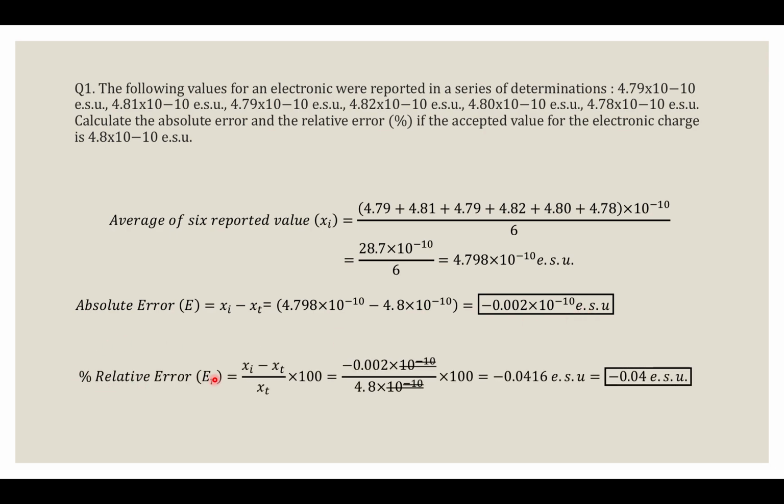Then relative error in terms of percentage would be simply absolute error divided by the accepted value multiplied by 100. So when we do that, these terms will get cancelled and we get the value like this. And since the minimum number of significant figures is 1 here, we can report the final value as minus 0.04 ESU. So this is how you have to calculate the absolute error or the percentage relative error in any of the problems that you are given.